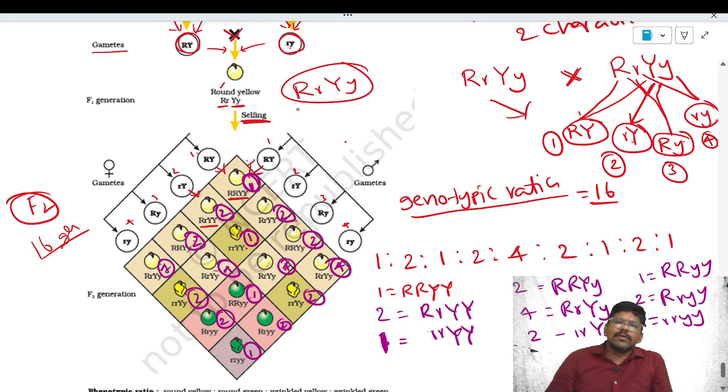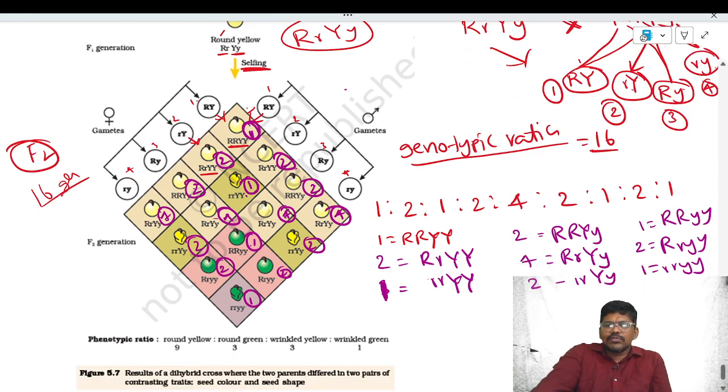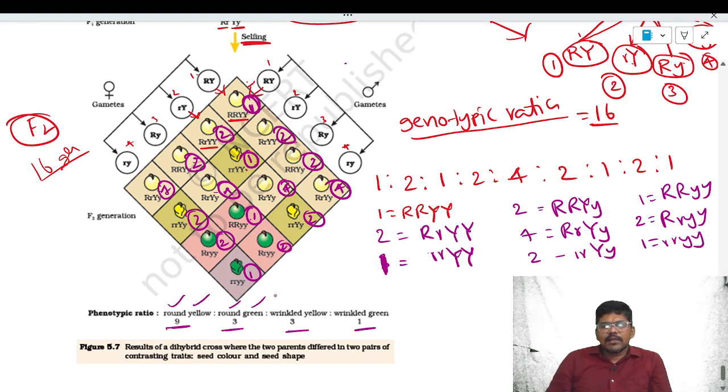That is the genotype. The genotypic ratio is 1 is to 2 is to 1 is to 2 is to 4 is to 2 is to 1 is to 2 is to 1. Then if you observe the phenotypic ratio, that is 9 is to 3 is to 3 is to 1. Here 9 round yellow seeds, 3 round green seeds, 3 wrinkled yellow seeds, 1 wrinkled green seed.